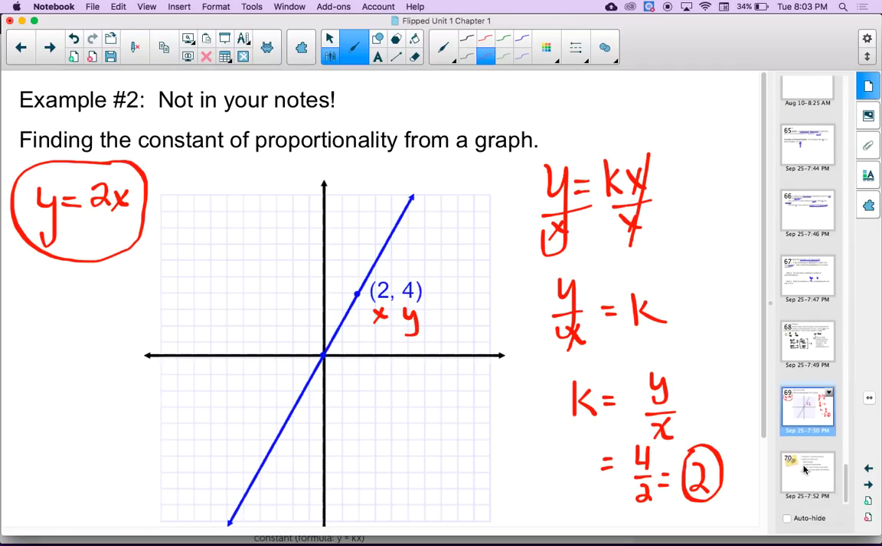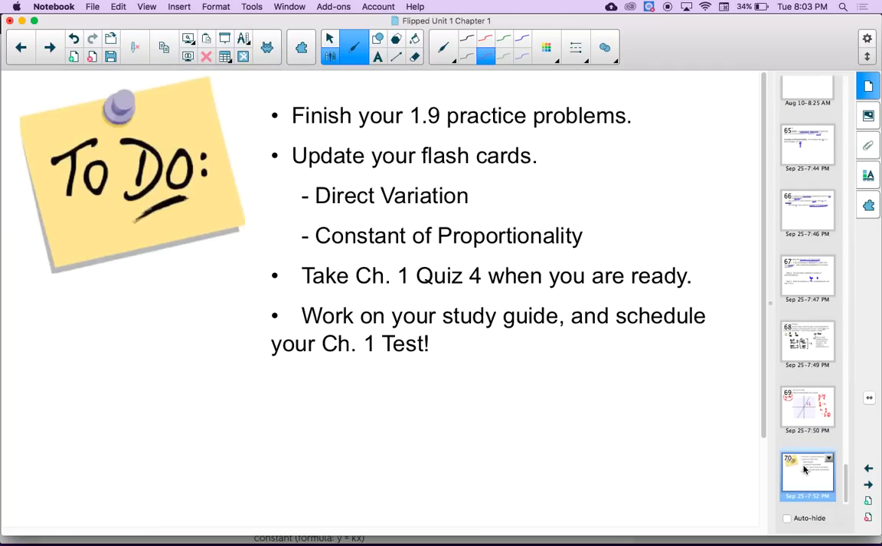The last thing I want you to do, go ahead and finish up all your practice problems for 1.9. Update your flashcards for direct variation and constant of proportionality. Take the Chapter 1 Quiz 4 when you are ready. This quiz is only about direct variation. And then work on that study guide and schedule your Chapter 1 test.